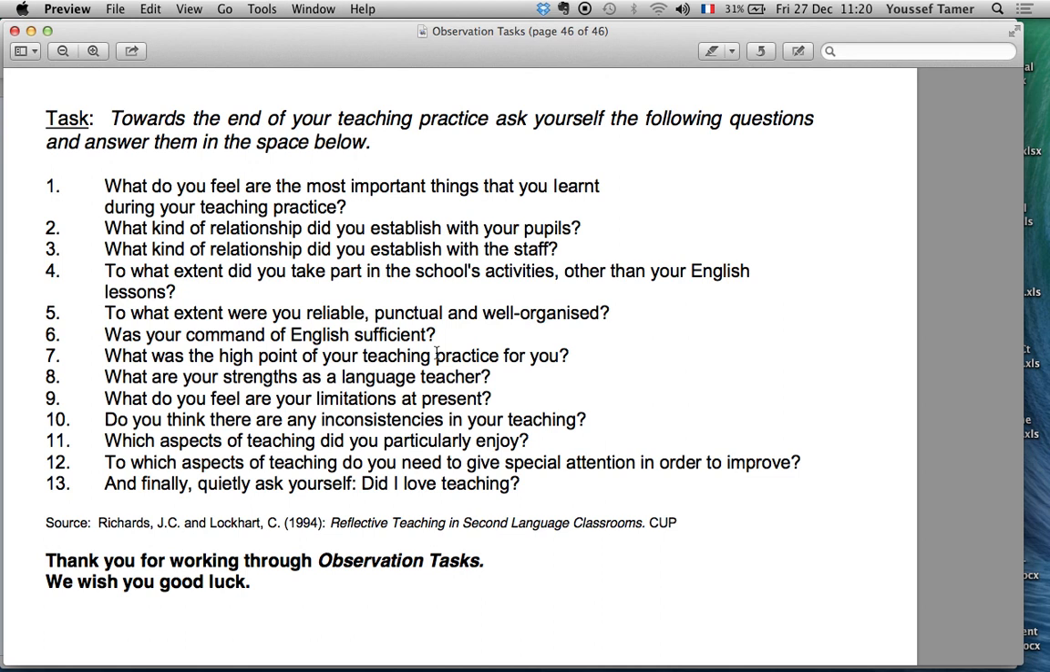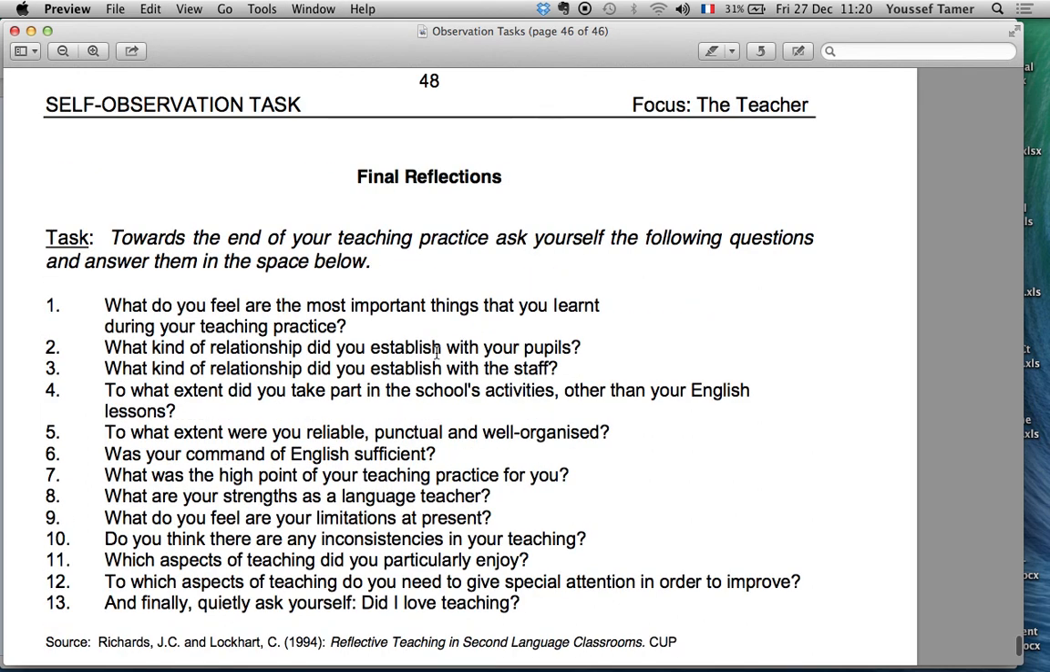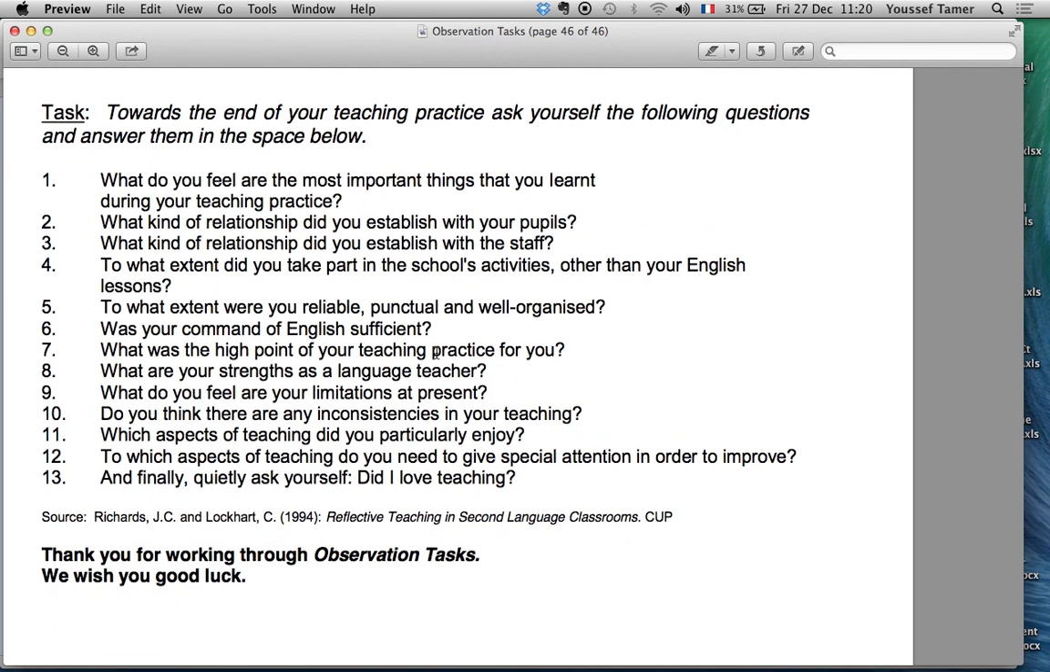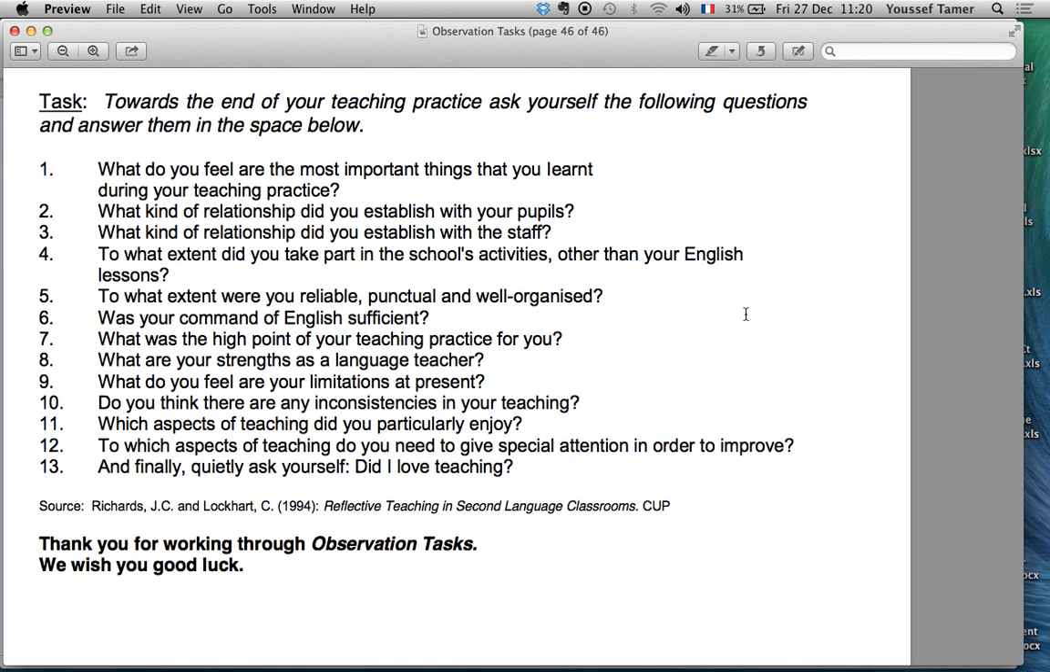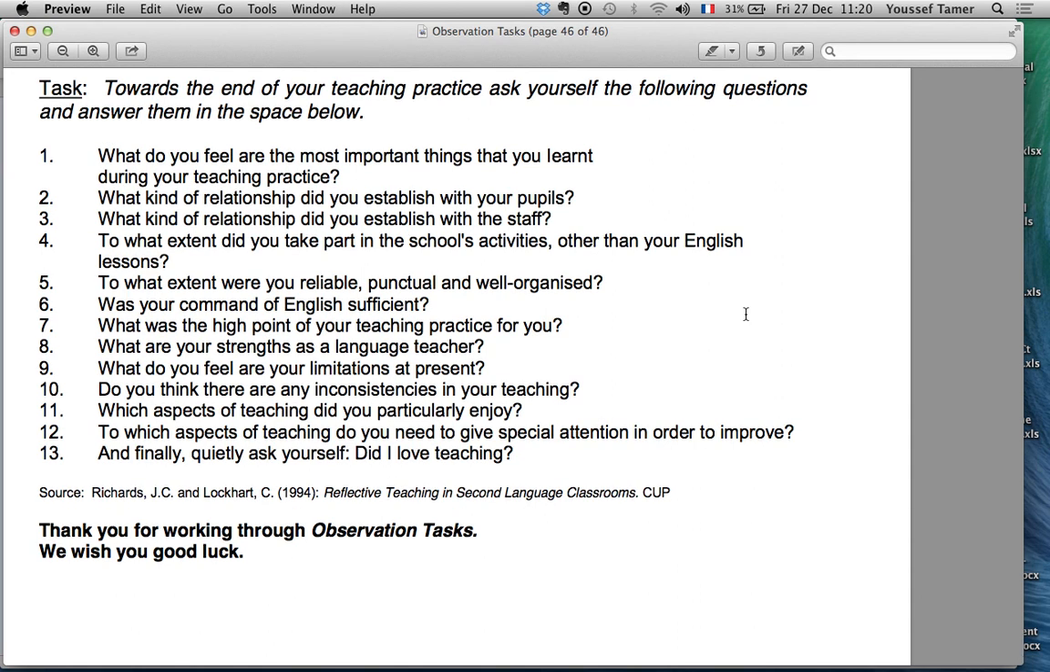Let us finish with final reflections you can make. Towards the end of your teaching practice, ask yourself the following questions and answer them in the space below. What do you feel are the most important things that you learned during your teaching practice? What kind of relationship did you establish with your pupils? What kind of relationship did you establish with the staff? To what extent did you take part in the school's activities other than your English lessons?